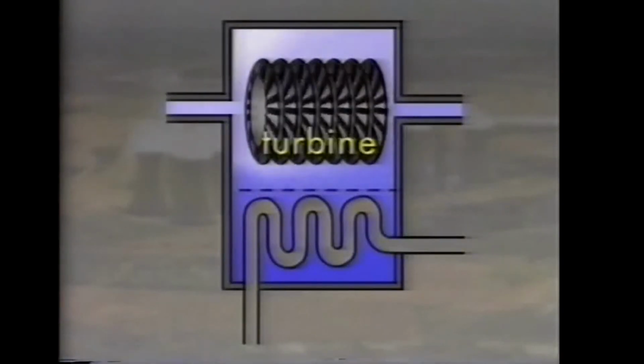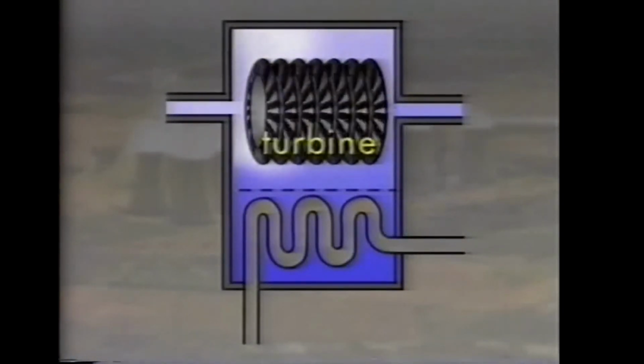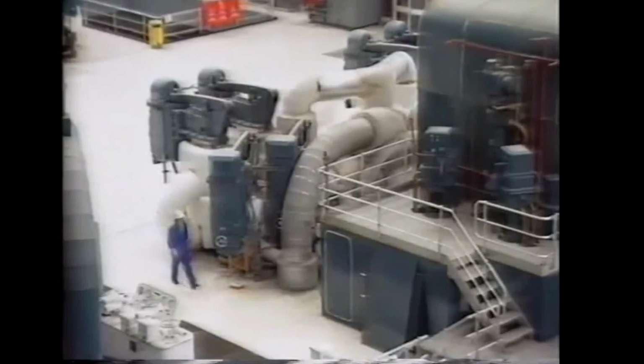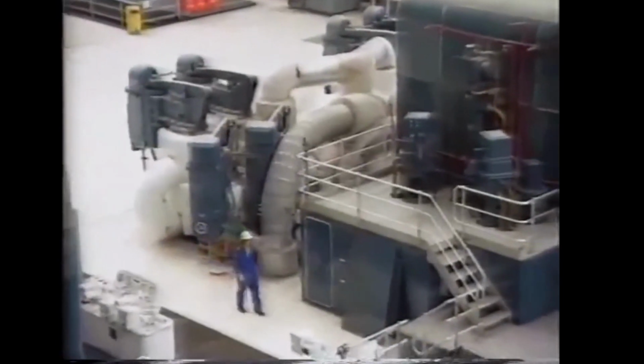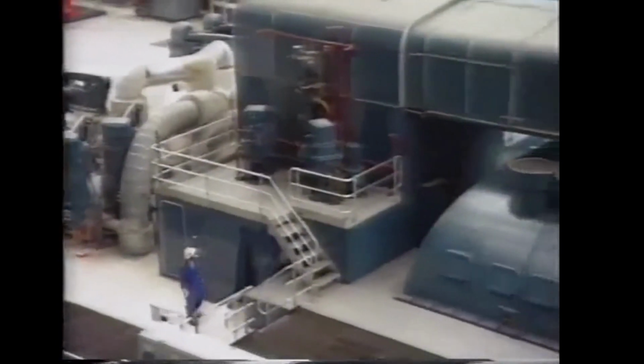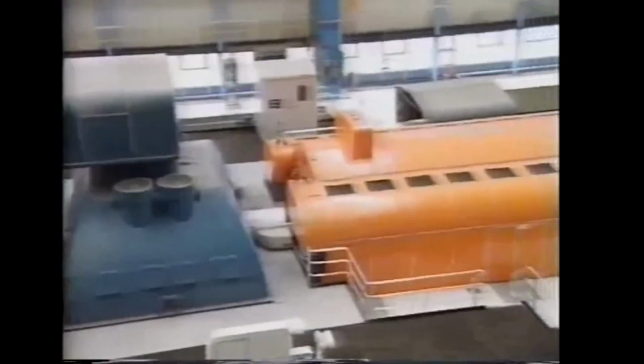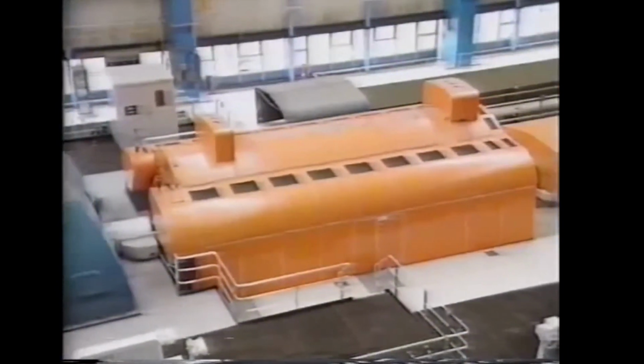The steam from the boiler goes into a high-pressure turbine. It turns the turbine, but in doing so, gives up some of its energy. So it is fed back into the boiler to be reheated and used again to turn a low-pressure turbine. The orange machine is the generator.